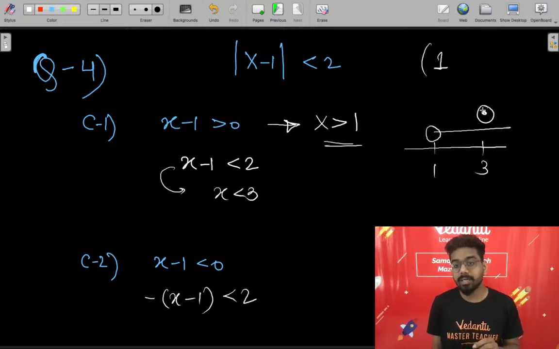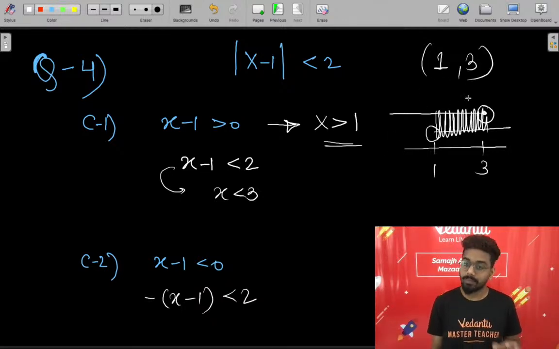And less than 3. Open circle. And where is the intersection? What values will satisfy both the things? It is x from 1 to 3. This is correct. This will give you this particular result.